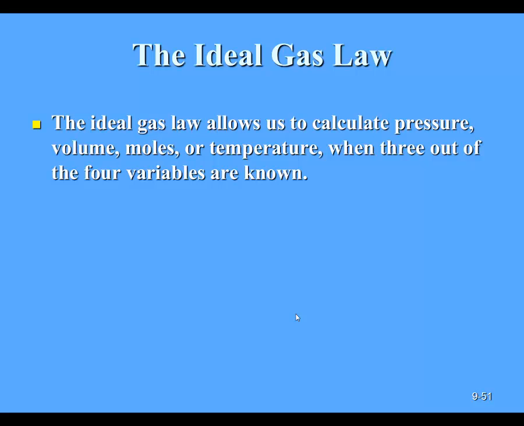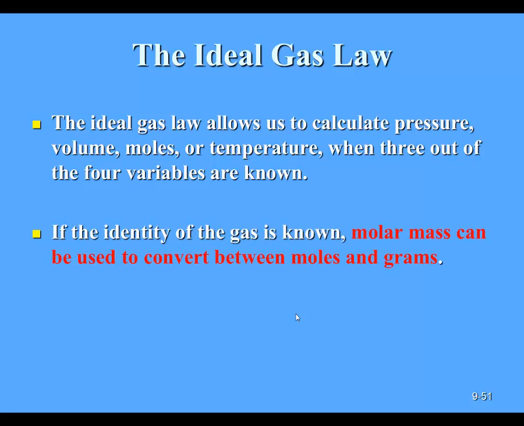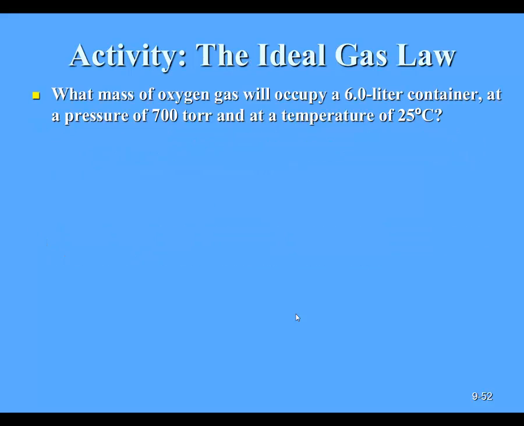The ideal gas law equation really will help us get a handle on all of the other relationships we've been looking at. We can calculate pressures, volumes, moles, or temperatures. Whenever I know 3 out of the 4 variables, I can solve for the one unknown variable. Now, if the identity of the gas is known, we might be able to use molar mass to convert between moles and grams by relating to the number of moles in the ideal gas law equation. I'll show you an example of that in a moment.